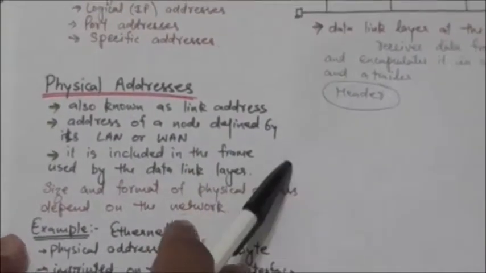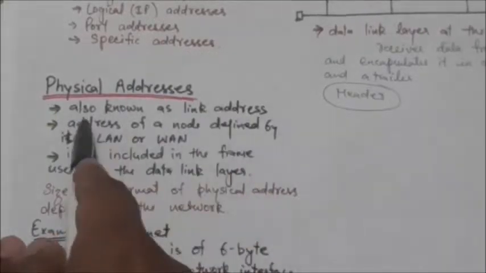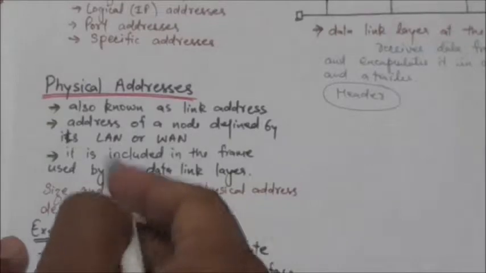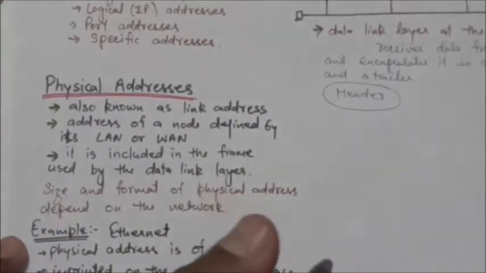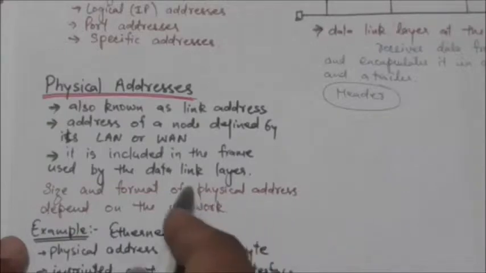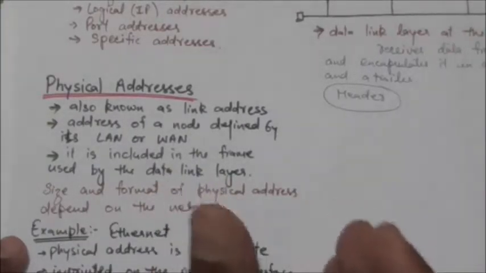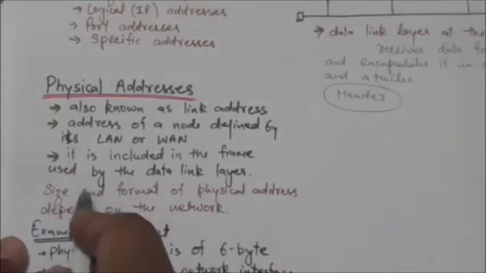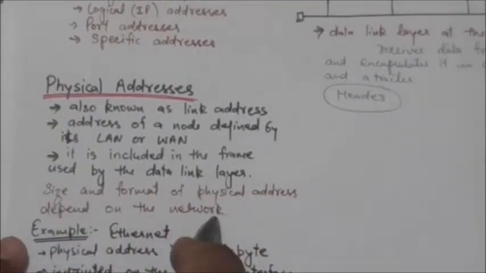The physical address is also known as the link address. It is the address of a node as defined by its LAN or WAN, and it is included in the frame used by the data link layer. These physical addresses have authority over the network, that is, the LAN or WAN, and the size and format of the physical address depend on the network.